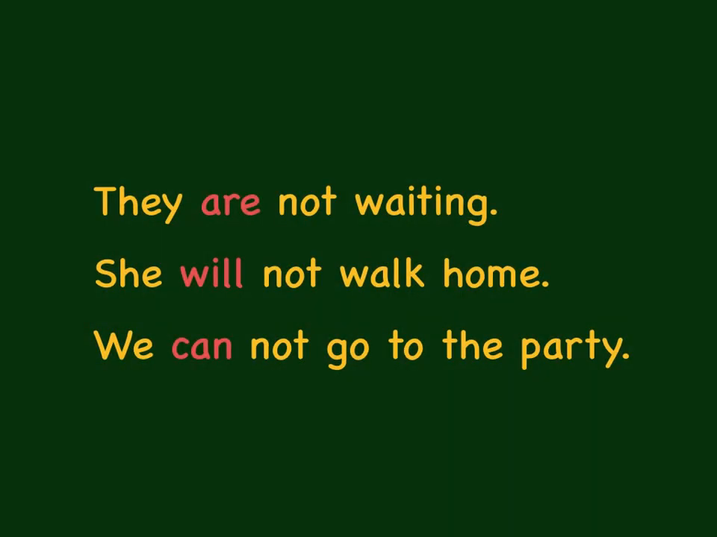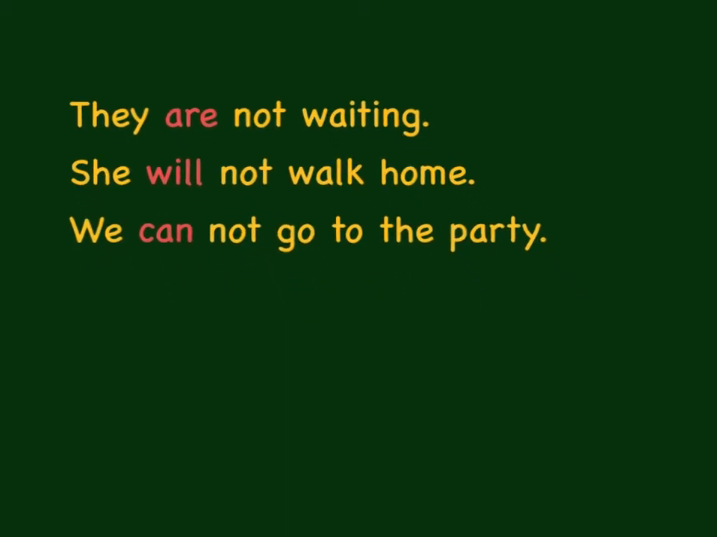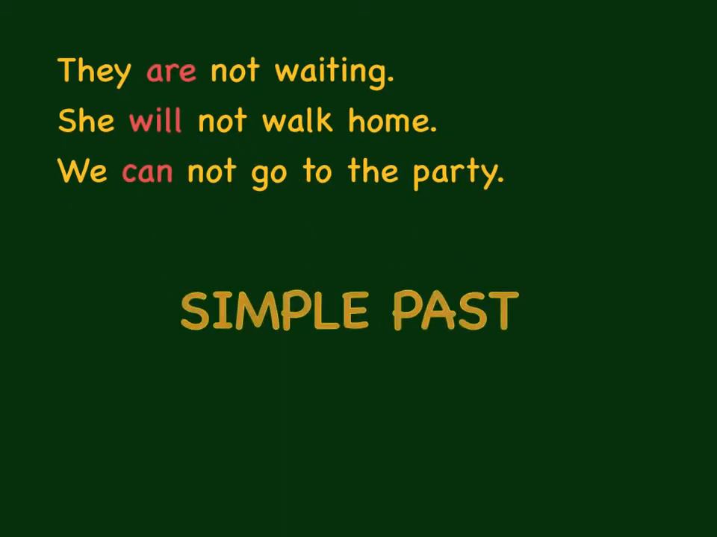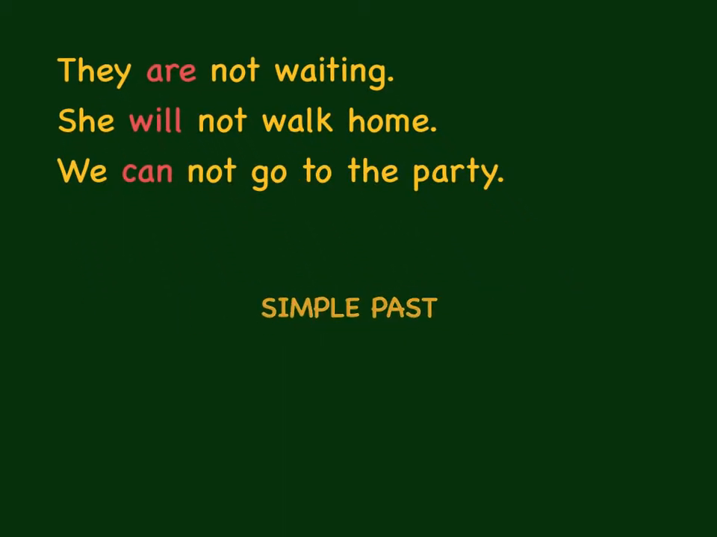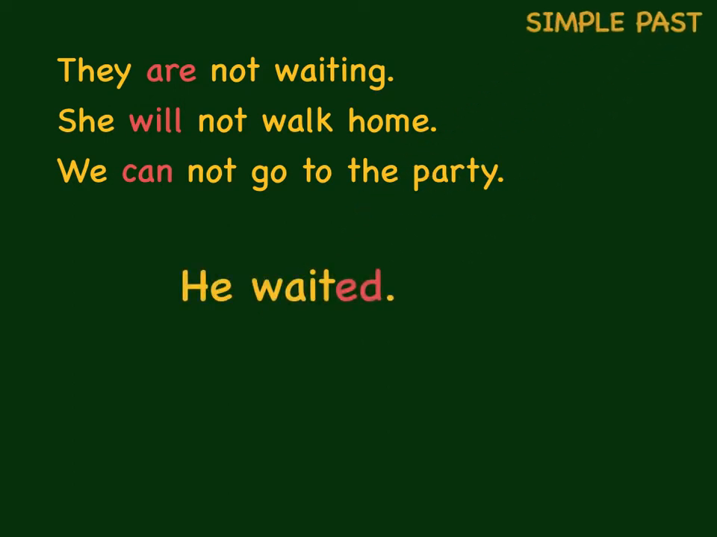Here you have 3 sentences with the negative pattern we studied in part 1. You can see the helping verbs here in red. Let's see how the negative form of the past tense is similar to these. Here's a sentence in the simple past tense. And you can see ed on the end, and you can also see there's no helping verb in this sentence.